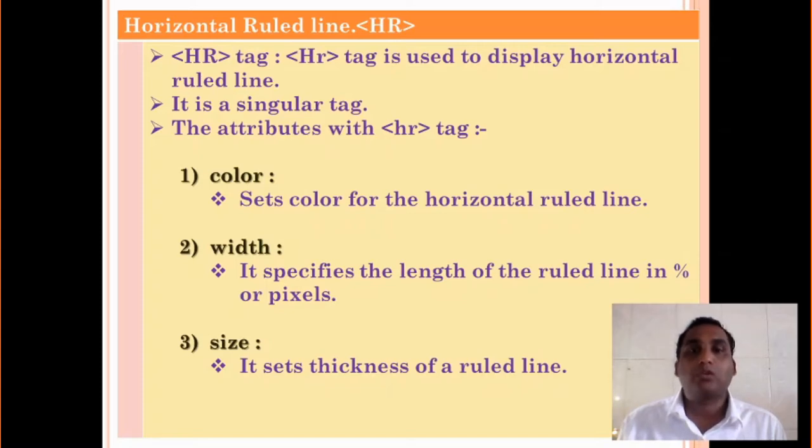The attributes for HR tag are color. To set the color for horizontal line, we make use of color attribute. Width, it specifies the length of a ruled line. We specify the value in percentage or in pixels. Similarly, we have a size attribute, which specifies the thickness of the ruled line.